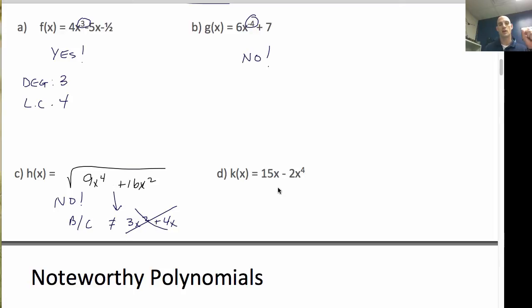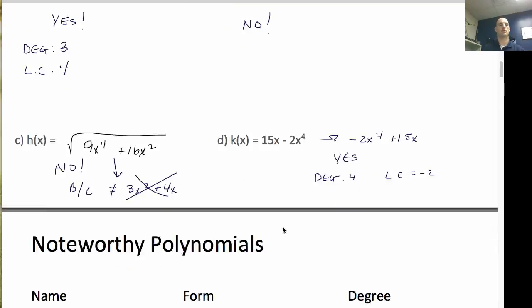In this one, I'm going to rewrite minus 2x to the fourth plus 15x. Standard form puts them in this decreasing degree of exponent. So the highest degree exponent goes first down to the lowest. And so this one is yes. Okay, I don't see any square roots. I don't see any x's in the exponents. And so my degree is 4, and my leading coefficient is negative 2.